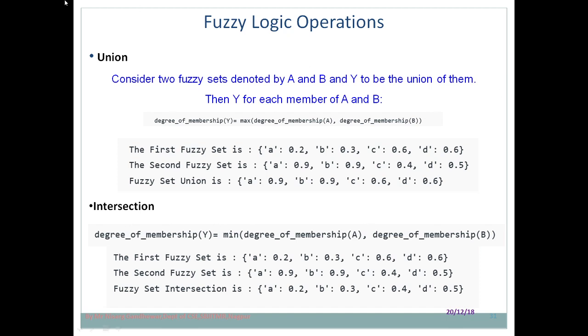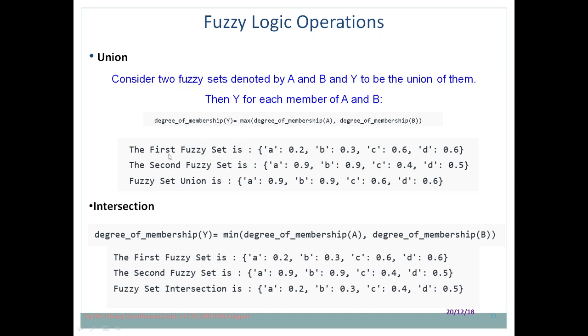So in order to represent the union operation, we use this particular formula: degree of membership of Y equals maximum of degree of membership of A or degree of membership of B. So in short, if you perform union operation on fuzzy set A and fuzzy set B, then in the resultant set you obtain the maximum value. So let's discuss with an example so that you will understand union operation follows the max operation.